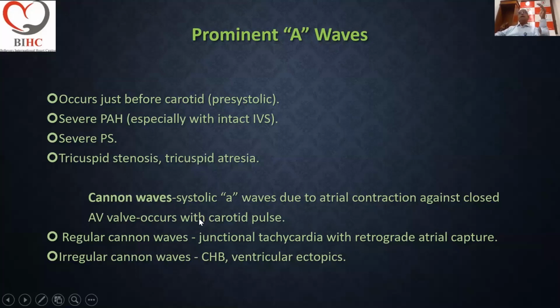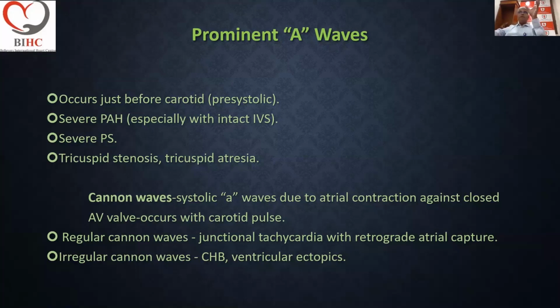In complete heart block, atria are contracting at a rate faster than the ventricles, and there is no relation between the two. So some chance A waves would fall on a closed tricuspid valve, and the result is a cannon wave, which is a systolic wave which leads to your attention. The cannon waves are irregular in complete heart block. In some tachyarrhythmias, like a junctional tachycardia, where the AV node is responsible for capturing the atrium, in some cases you may get regular cannon waves also.